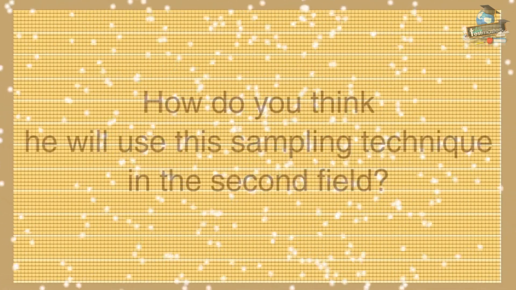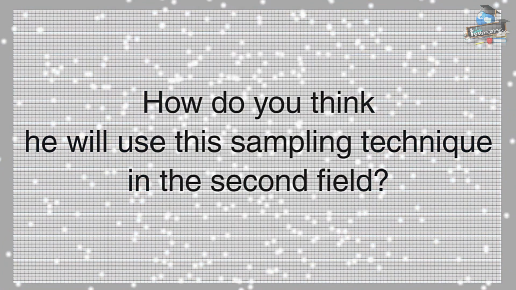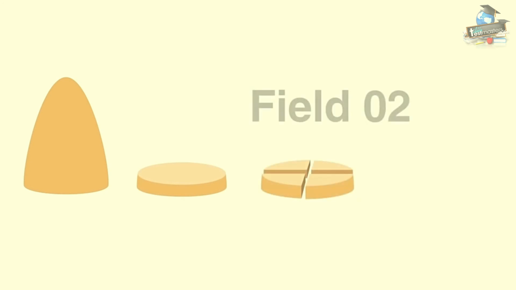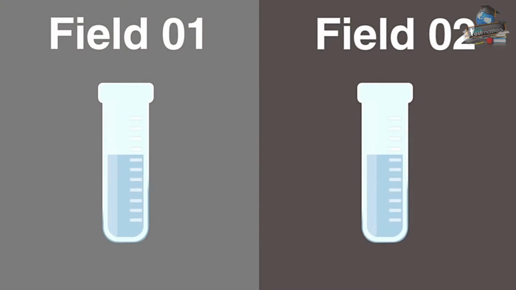How do you think he'll use this sampling technique in the second field? Pause the video and think about this. Resume when ready. The answer is that the process would be repeated in the second field and the 2 fields compared. Comparison of laboratory samples from the 2 fields will tell the farmer if there is a discrepancy in the fertiliser mix between the 2 fields.